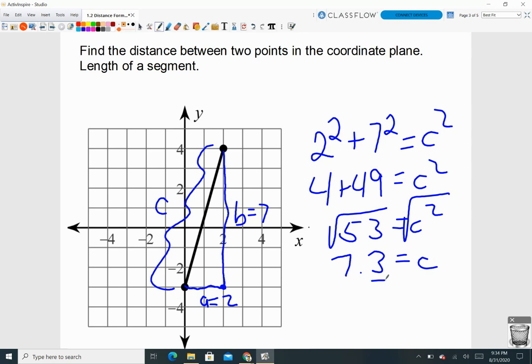Make sure you're rounding to the nearest tenth. If you just give me a long string of decimals, it won't work. Round it to the nearest tenth so your answer matches my answer. Okay?